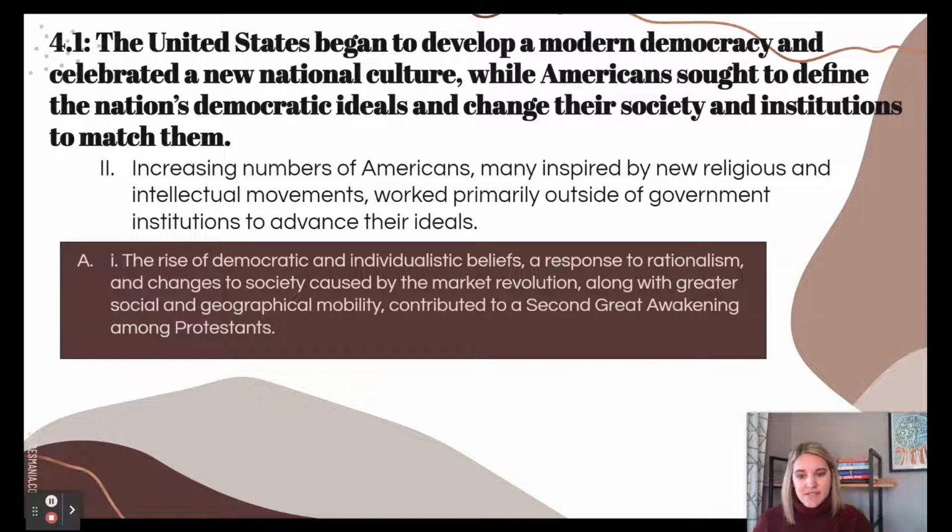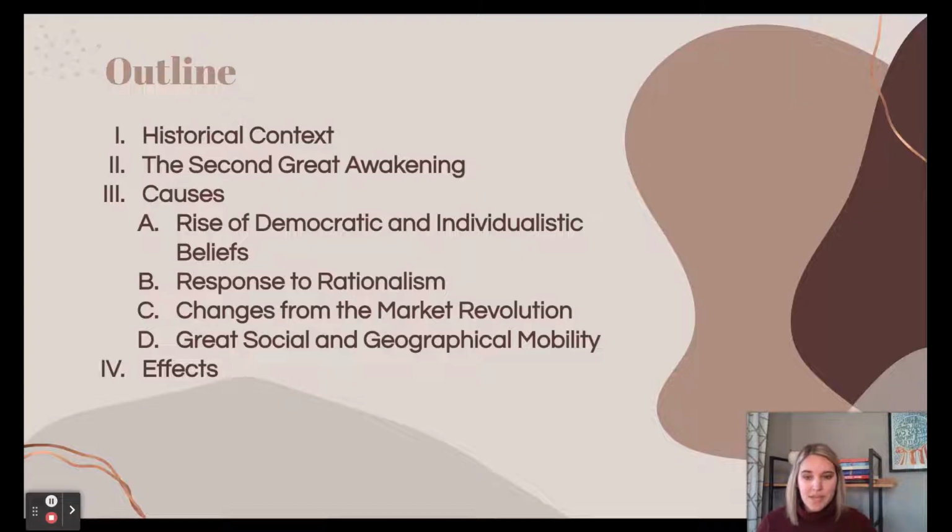So, if we look at the key concept, it's giving us four major causes that contribute to a Second Great Awakening. And these are the four things that we're going to spend the most time on in this lesson. We're going to be talking about the rise of democratic and individualistic beliefs, a response to rationalism, changes caused by the market revolution, and greater social and geographic mobility.